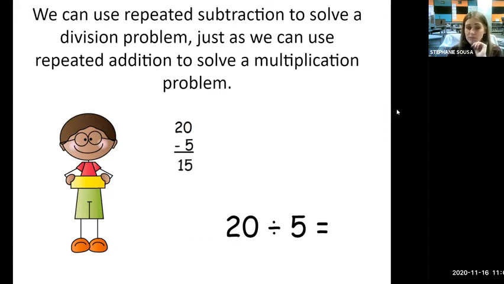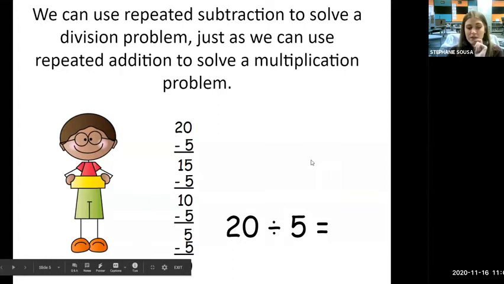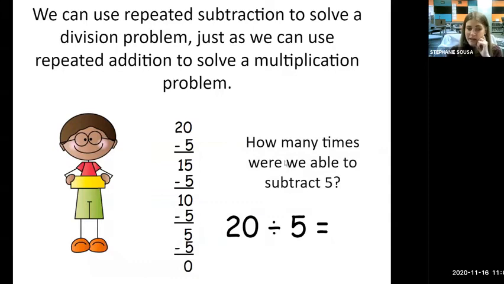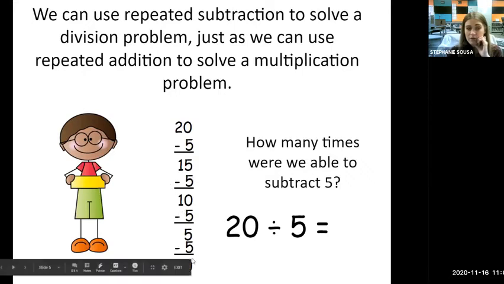We know this equals 15. We're not at 0, so we would keep going. 15 subtract 5 is 10. We're not at 0, so we would keep going. 10 subtract 5 is 5. We're still not at 0, so we keep going. 5 subtract 5 is equal to 0. Now we're at 0, so now we're going to count how many times did we subtract 5. 1, 2, 3, 4. Nice. Terrence was showing the 4 with his fingers. So 20 divided by 5 does equal 4.